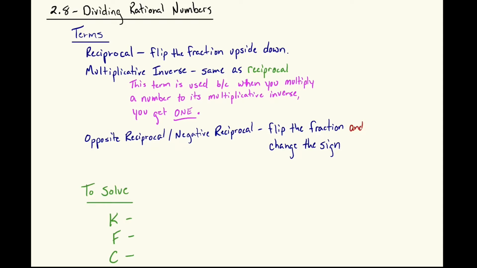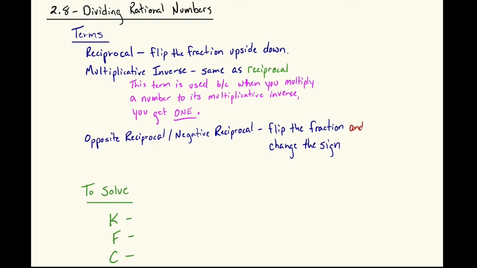So some of the things we talked about in 2.6 will come back here, but if we can remember that we're dealing with fractions, number one, and then number two, that we do not have to have common denominators, we're going to be in good shape. Now, before we get into how to actually divide fractions, what we need to take a look at are a couple terms. The first term is reciprocal.